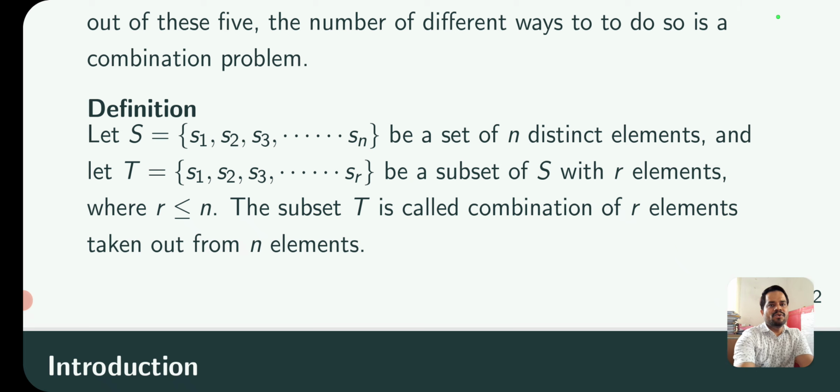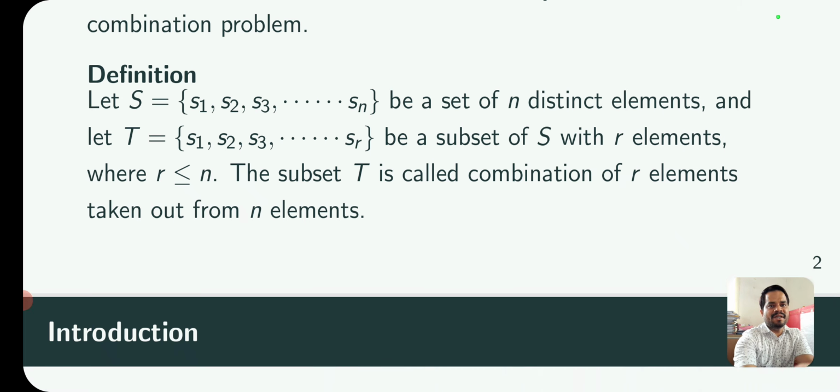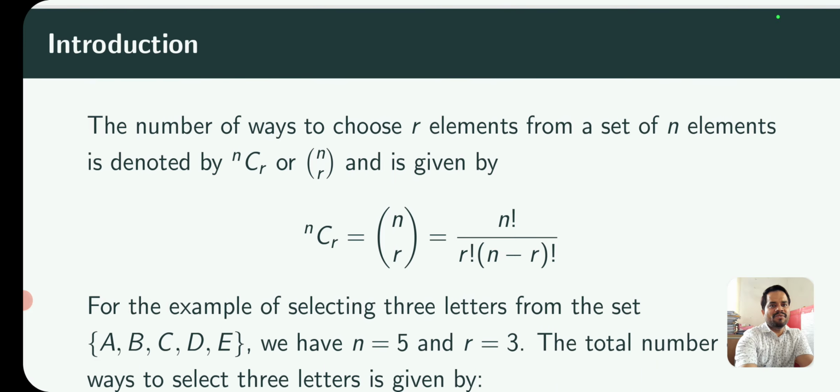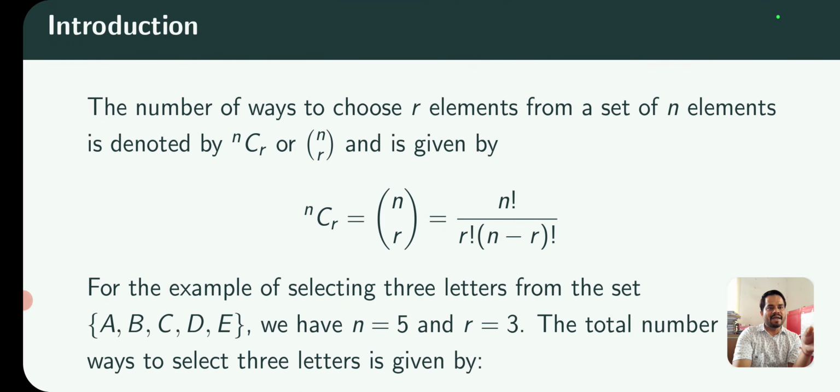Now look at the previous example. We have considered the letters A, B, C, D, E. The number of ways to choose r elements from a set of n elements is denoted by nCr. Already we have denoted permutation by nPr, and this is nCr. So nCr is equal to n factorial divided by r factorial times (n minus r) factorial. For the given example, we take the set which contains the 5 letters A, B, C, D, E.